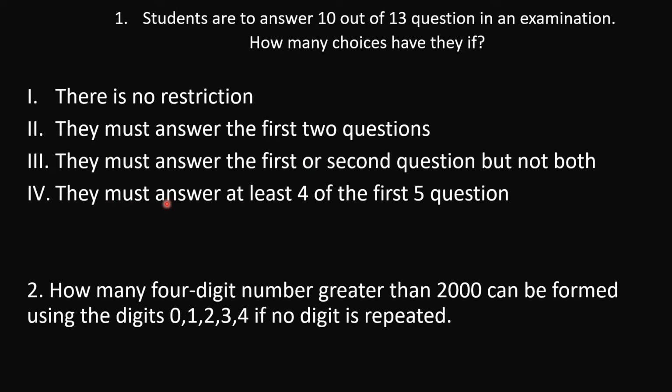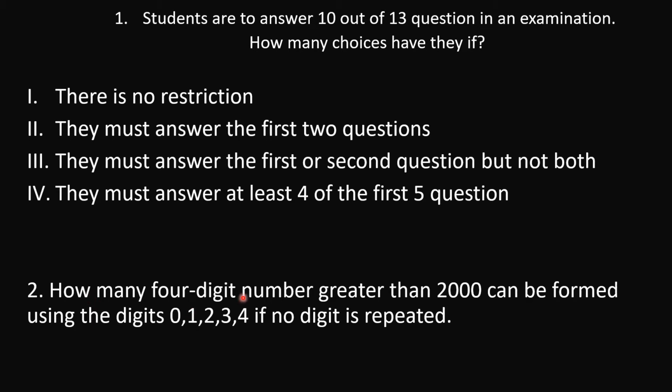They must answer at least 4 of the first 5 questions. It means 5 questions are compulsory and you must answer at least 4 of the first 5 questions. So you can answer 4 questions and then you choose the last 5 questions and above like that. Then question 2 says what?